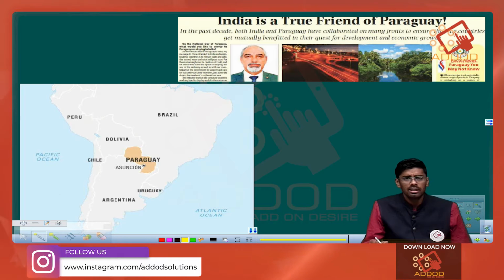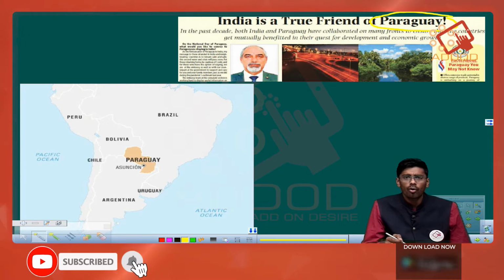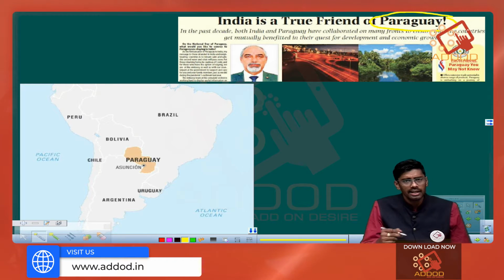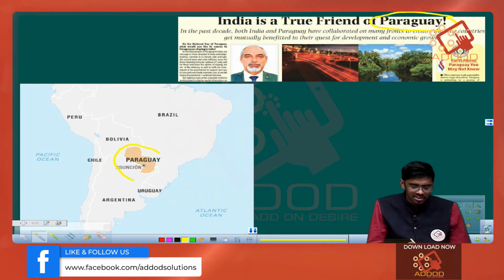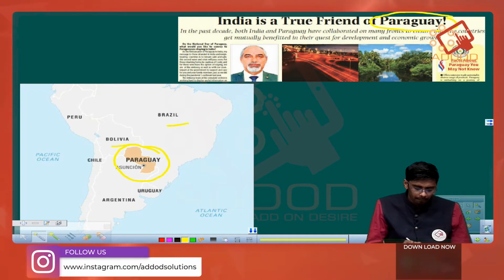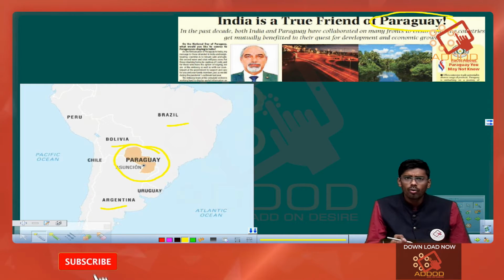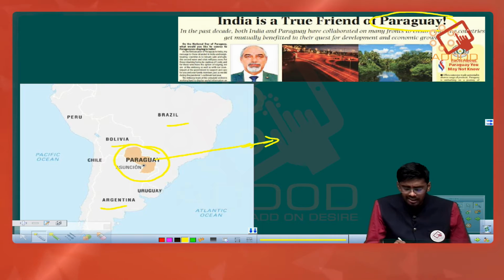Next, we have an article where Paraguay's ambassador to India is talking about the relationship between Paraguay and the country of India. So we'll just see where Paraguay is. Paraguay, as you can see in this image, is a South American country and it borders countries such as Bolivia, Brazil and Argentina. And you can also see it is a landlocked country. The capital of Paraguay is Asunción.